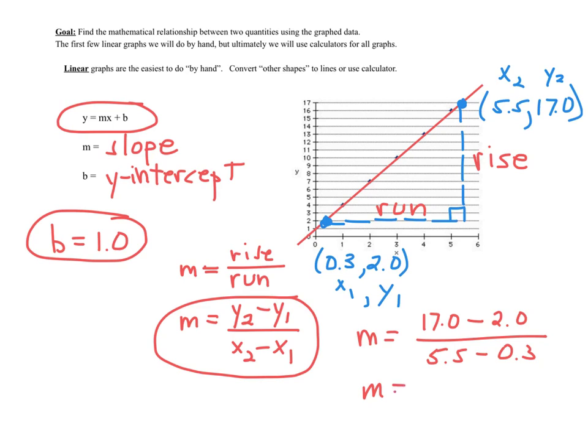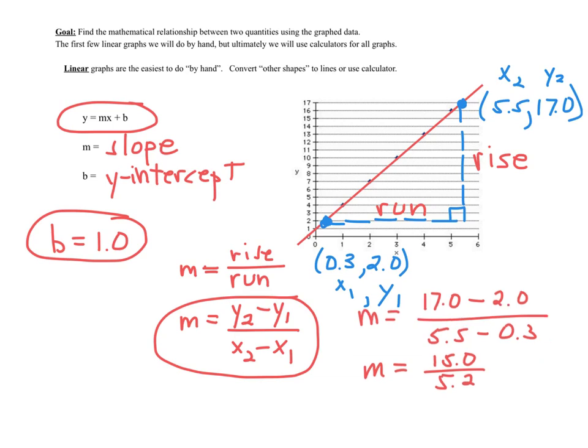So the slope here comes out to be 15.0 divided by 5.2. And we have a 3 sig fig number divided by a 2 sig fig number, so that's going to give you a 2 sig fig answer. So my slope here comes out to be m equals 2.9. We don't need to use units yet. They didn't give us any units. That's my slope. So now I have m. That's an important number.